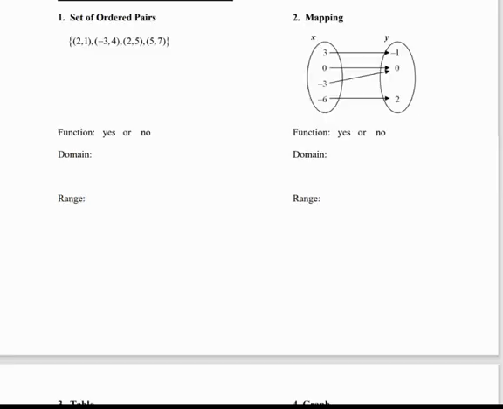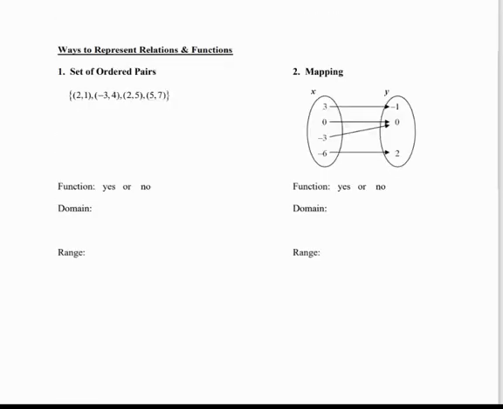So I will do some of these with you, some parts of them with you, let you finish other parts, and then there's a couple at the end for you to try completely on your own. So our first one here is just a set of ordered pairs. A way to represent a relation or a function can just be listing out the ordered pairs. So we want to see if this is actually a function.